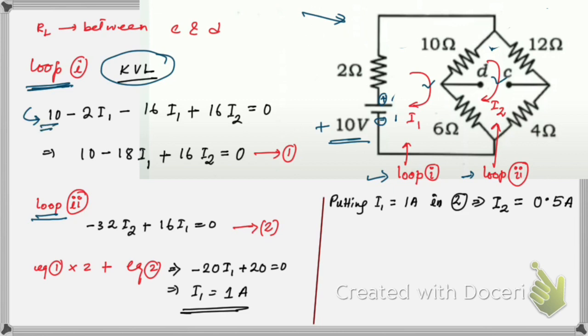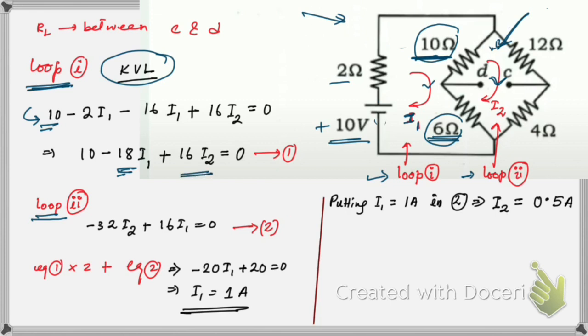Next, what we need to do here is first add all three resistances: 10 plus 6 plus 2, that is equal to 18. The current we have considered is I1, so 18 into I1. Then the resistance shared with loop 2, 10 ohm plus 6 ohm, is 16 ohm, and the current in that loop is I2, that's why plus 16 I2.